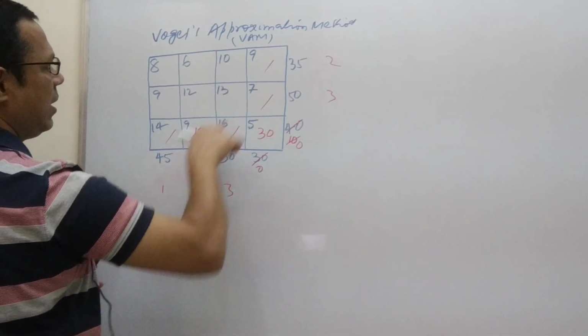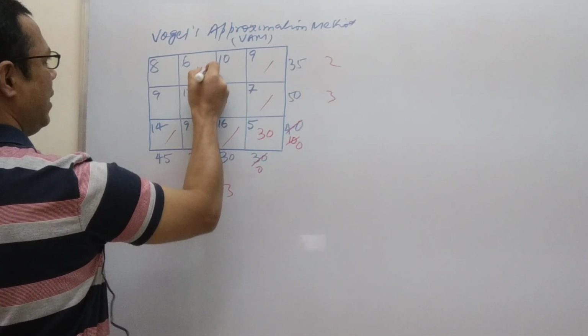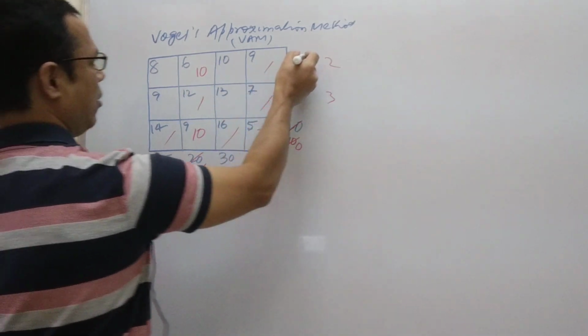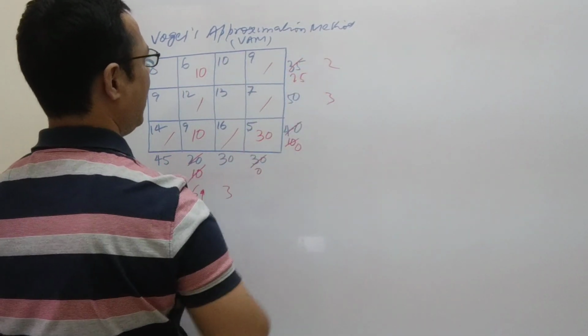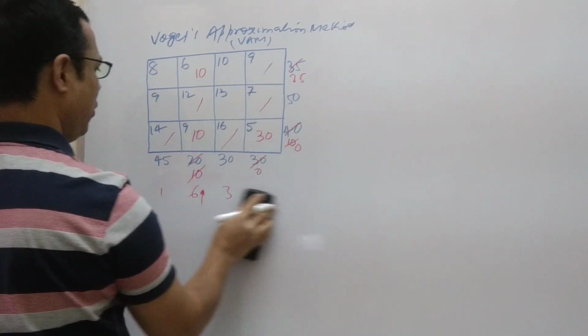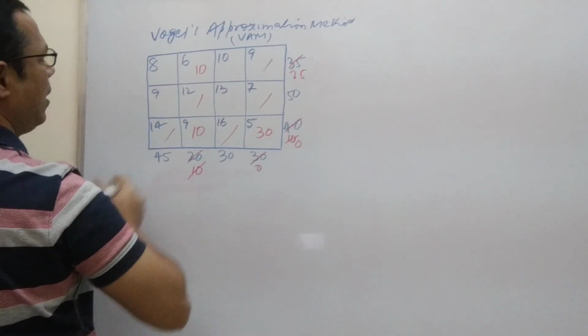So here we'll compare this 10 with this 35. So 10 will get entered. So this 10 has finished. Now there is a 25. So now again we need to go for the next steps.